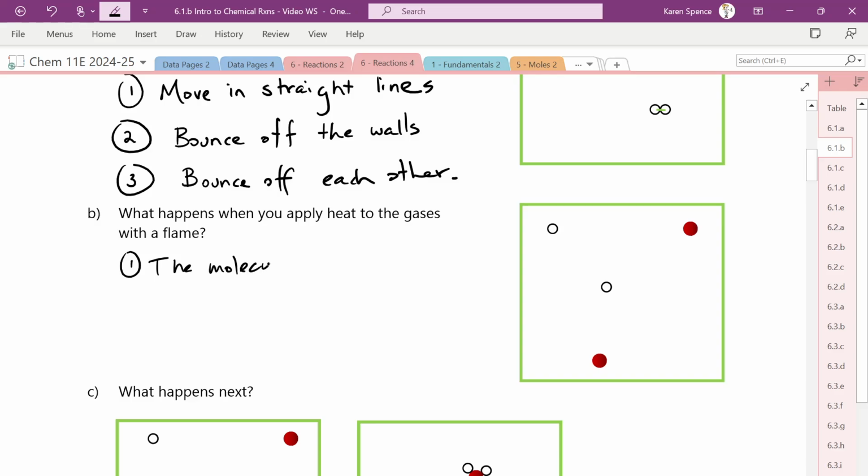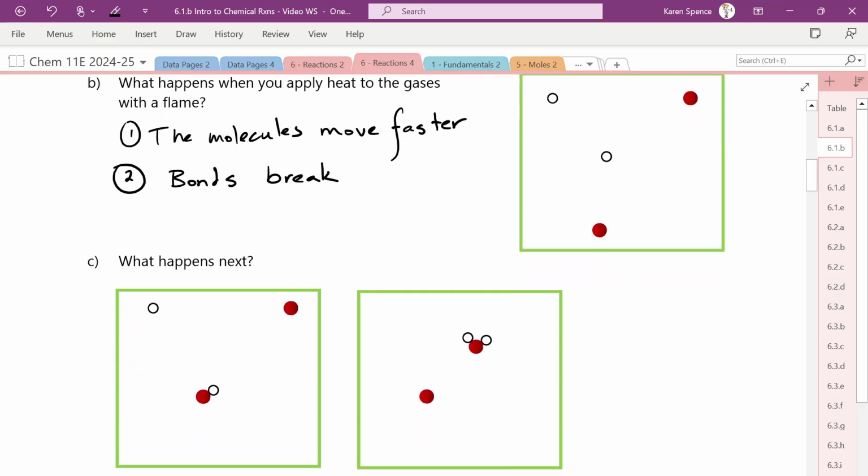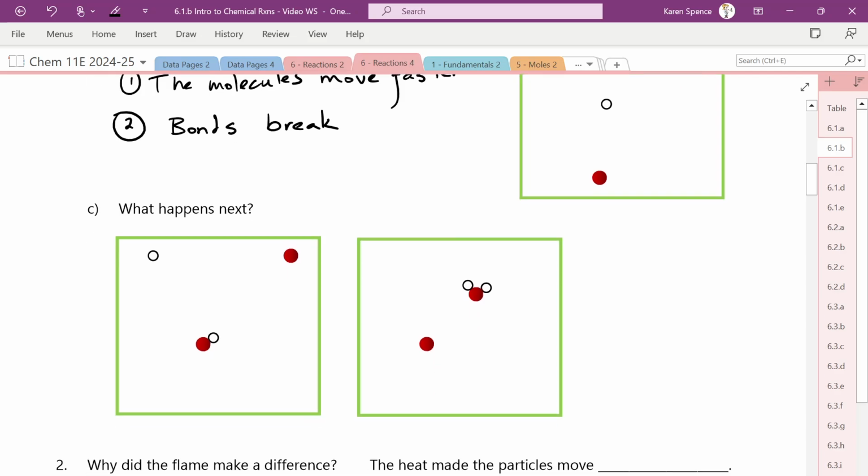What do the molecules do? They move faster, yes. So number one, they move faster. What's next? The bonds break. So the molecules move faster, the bonds break, and what happens next? New bonds form, and we form a water molecule.